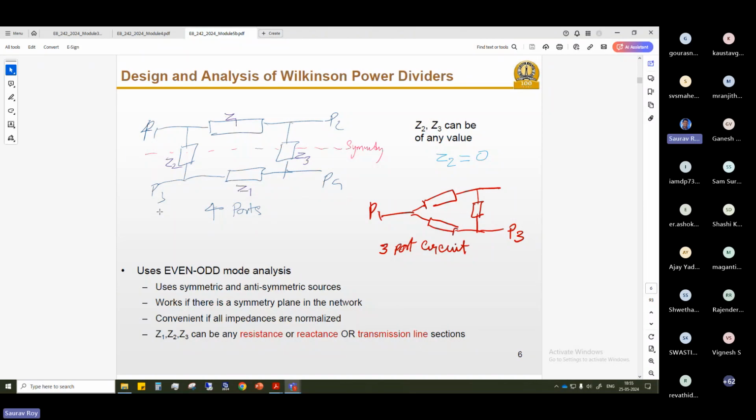Here you see there is a 4-port line as well as a 3-port line. Wherever a symmetric plane is there, that means if you have a mirror in between the line, you can have a mirror symmetry on the upper and lower section. There you can use this even-odd mode analysis. Let's see how we use it for our Wilkinson divider 3-port network.